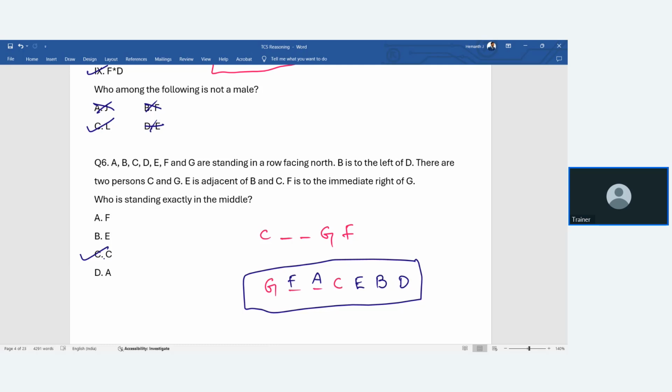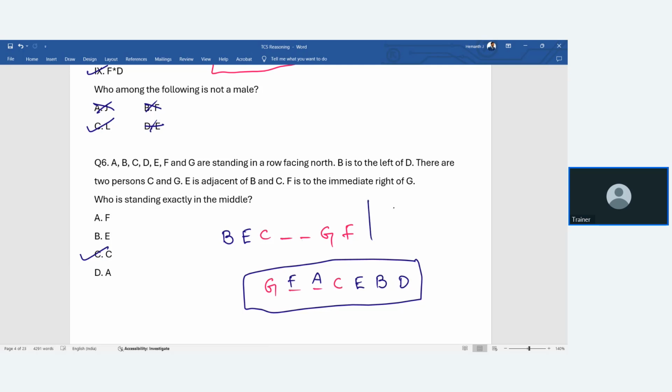Next, if you go with the above arrangement, B is to the left of D, E is adjacent to B and C. E is adjacent to B and C means there are two possibilities. One is here. Then if this is the case, B is to the left of D, D can be here or here, right? So many things will come into the picture. I am not saying this is wrong.